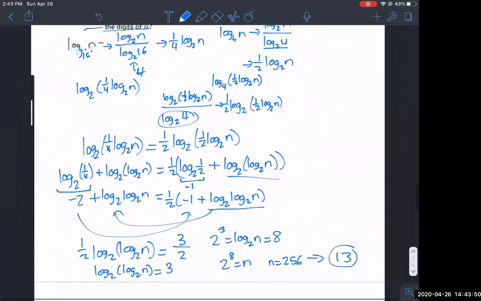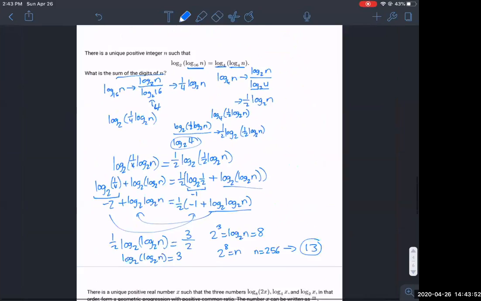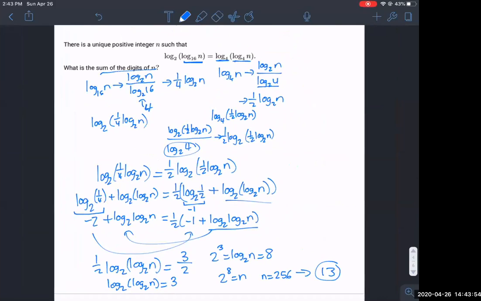It's kind of a mess, but making sure you know when and where to apply some log identities will help you a lot with this sort of question.